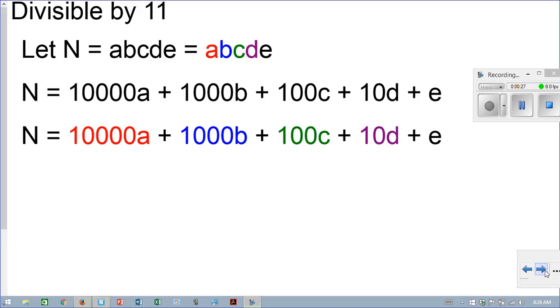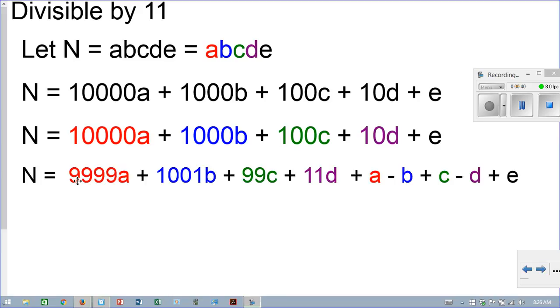Now, once again, I want to form multiples of 11 so that I can prove that it's divisible by 11. So instead of going 10,000A, I'm going to go 9,999A with my 1A over here. So the red stuff still gives me my 10,000A. With 1000B, I'm going with 1001B minus a B, because 1001 is divisible by 11.